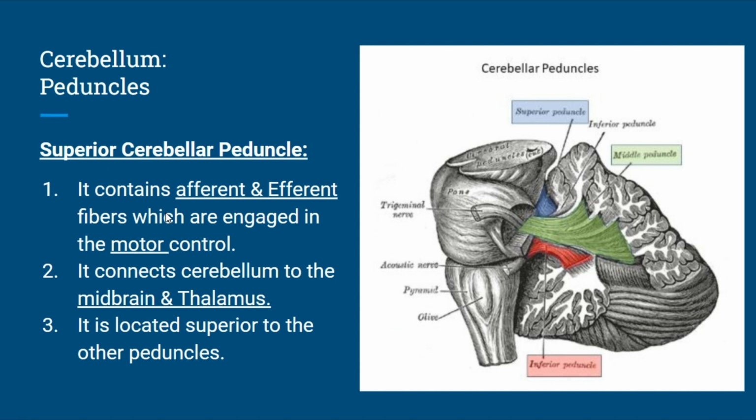The next one is going to be the peduncles. As we discussed before, there are three of them: a superior peduncle, a middle peduncle, and the inferior peduncle. So we're going to start with the superior cerebellar peduncle. Peduncles are actually the gateways where the afferent and efferent fibers from different parts of the brain and body enter into the cerebellum. So we have the superior peduncle right here, this blue structure that you can see. This is the superior cerebellar peduncle.